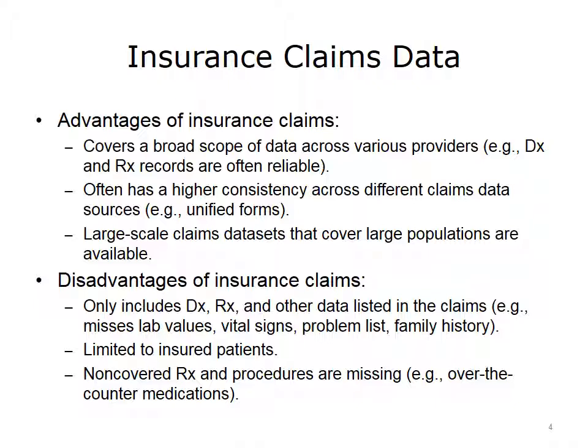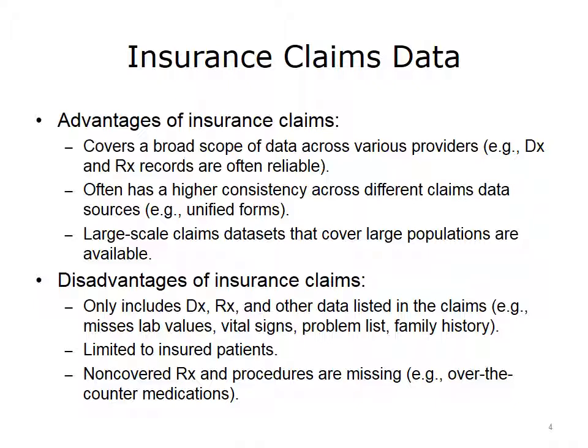Now, there are also disadvantages in using claims data. Insurance claims include a limited number of data types that can be used for population health analytics. Indeed, the primary data types extracted from claims and used for population health analytics are demographics, diagnosis, medication, if available, and utilization. Therefore, other potentially valuable data types, such as lab values, vital signs, problem list, and family history, are missing.